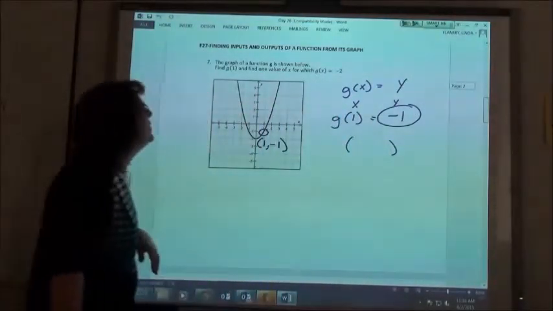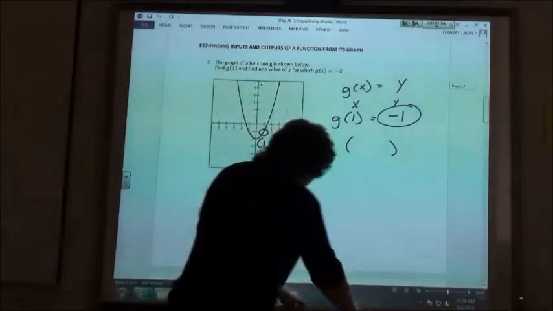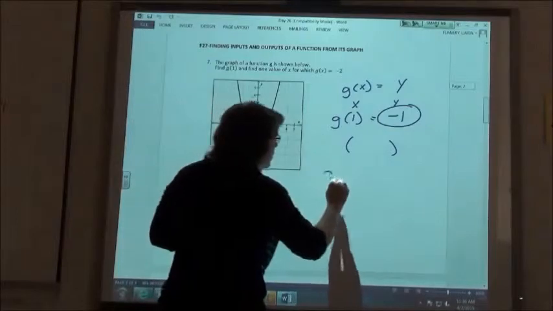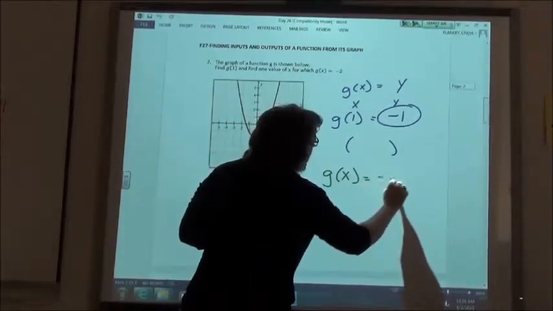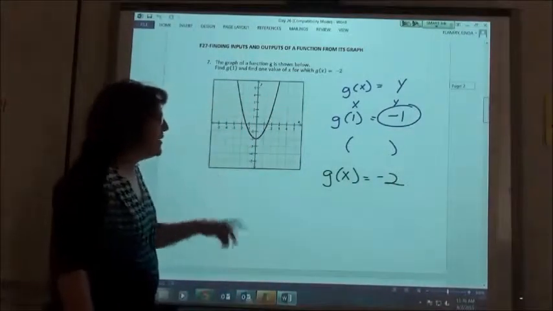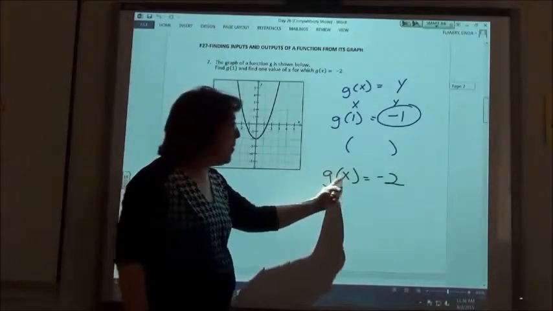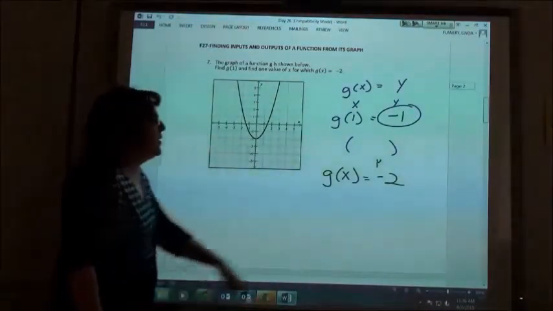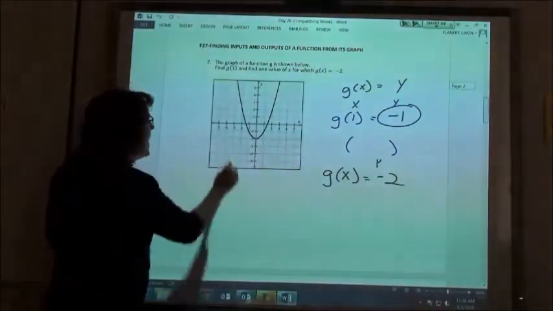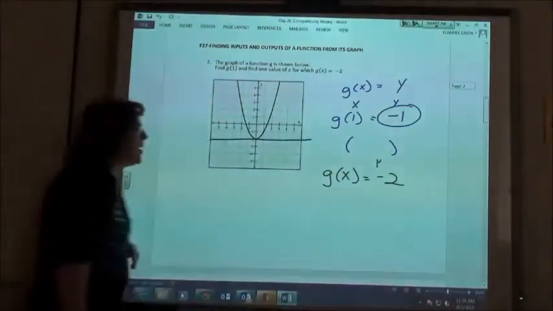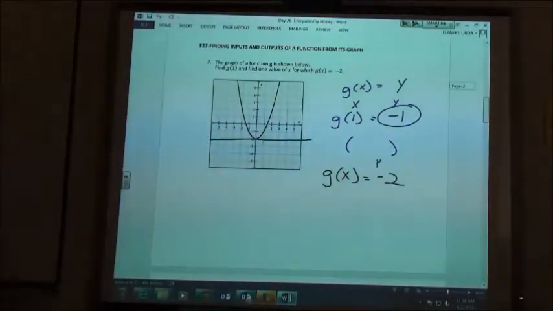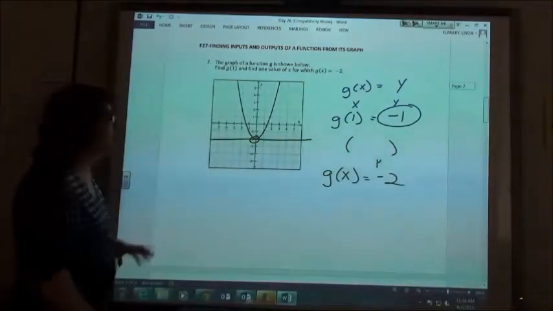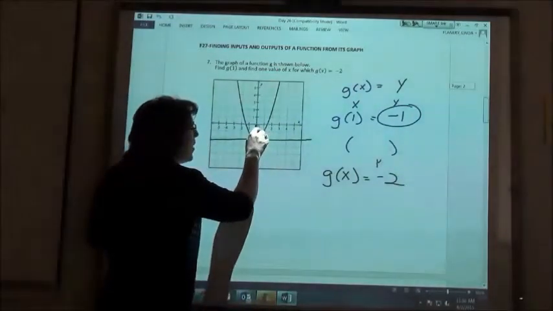But let's check the next one out. I'm going to erase my graph here so you don't see my scribbling and start on the next part. It says g of x equals negative 2. That means I'm trying to find the x value in my point that has a y value of negative 2. So I look at my graph and I think about y being negative 2 as being this line right here. If I'm touching my graph, I'm touching this point right here, and the coordinates of that point would be (0, negative 2).